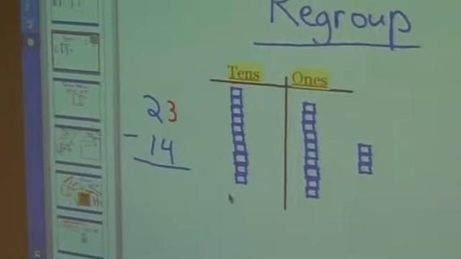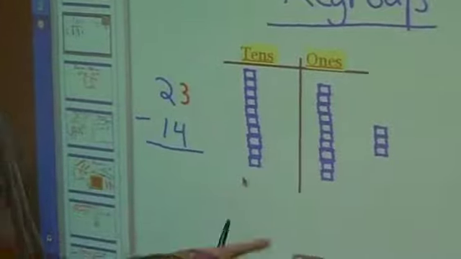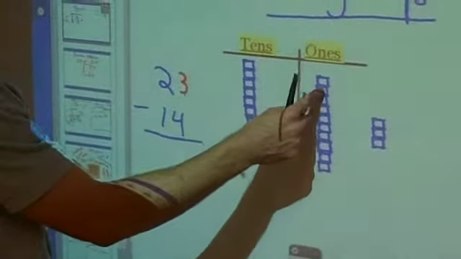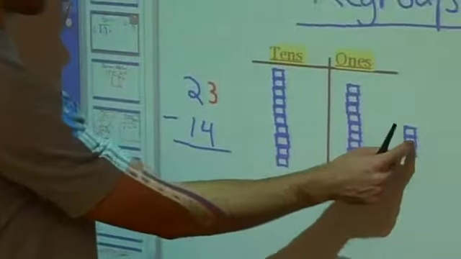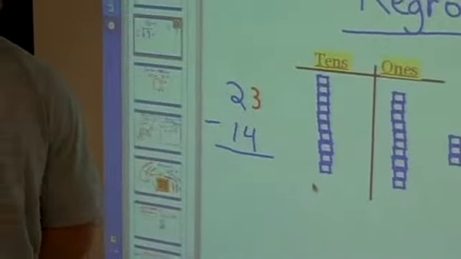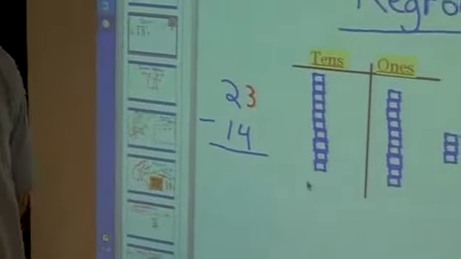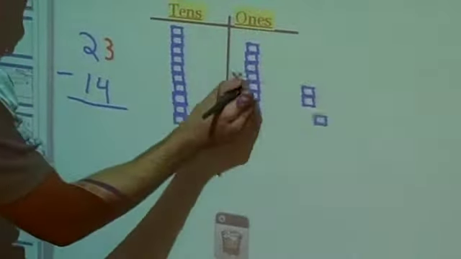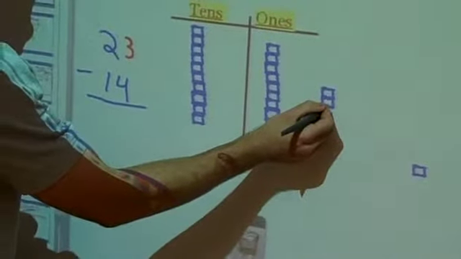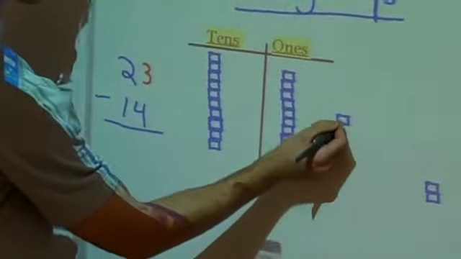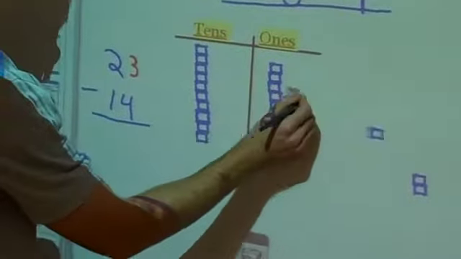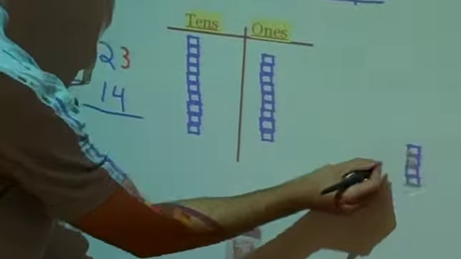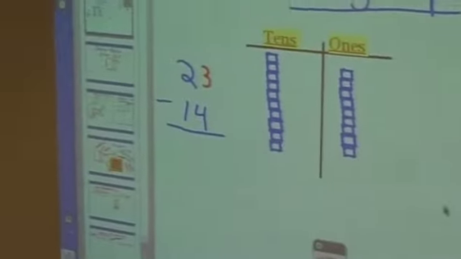Now we have plenty of 1s. How many 1s do we have now? Let's count them. 1, 2, 3, 4, 5, 6, 7, 8, 9, 10, 11, 12, 13. I think I can take 4 1s away from a group of 13. Let's try it. 1, 2, 3, 4. That worked out great.